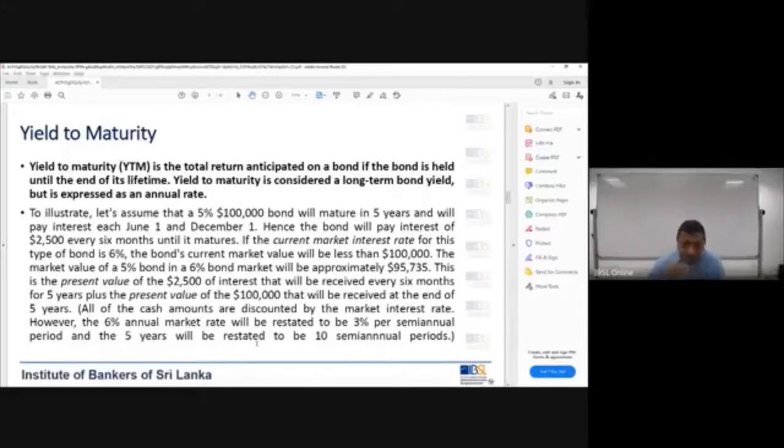The same thing, now we will look at it from the other perspective. The market interest rate is 4%. Coupon is 5%. Market interest rate is 4%. What it means is market interest rate is lower than the coupon interest rate. Then you will be buying this bond at a price which is higher than its face value.